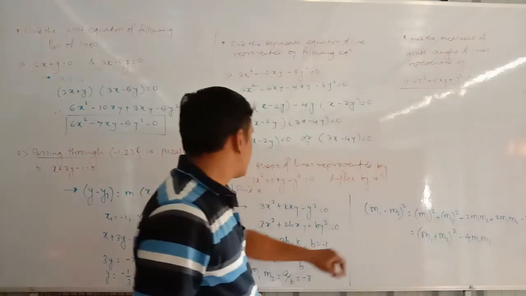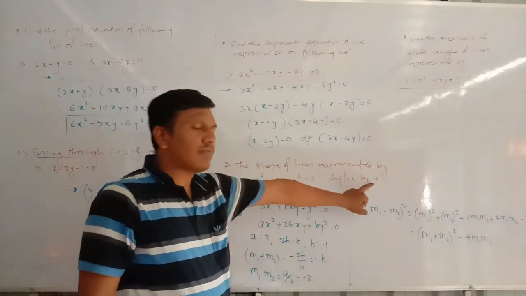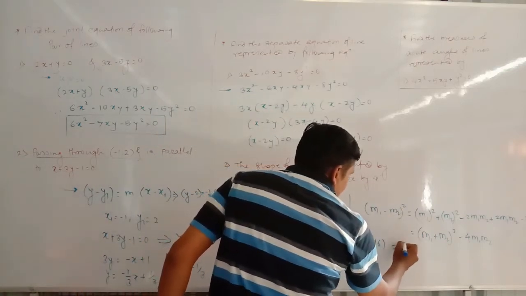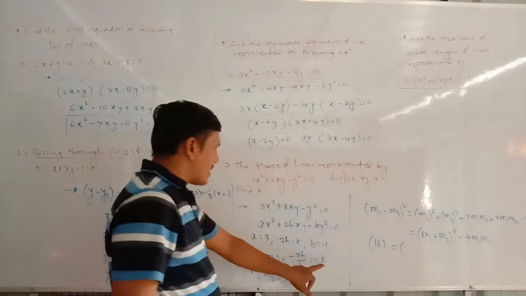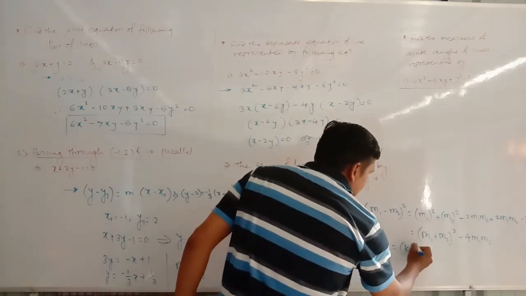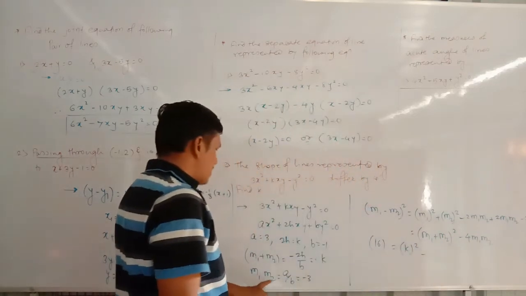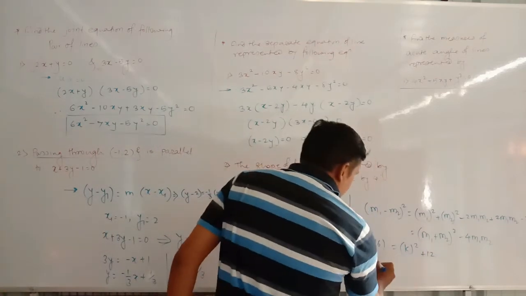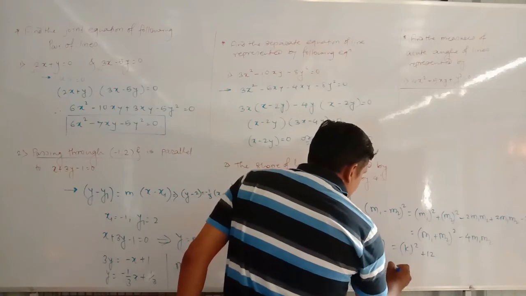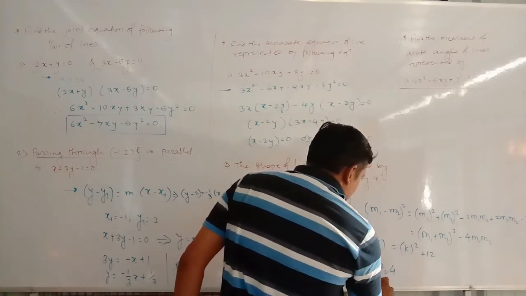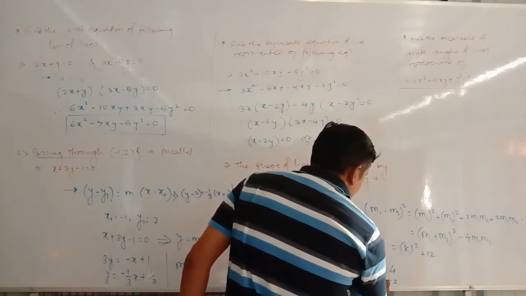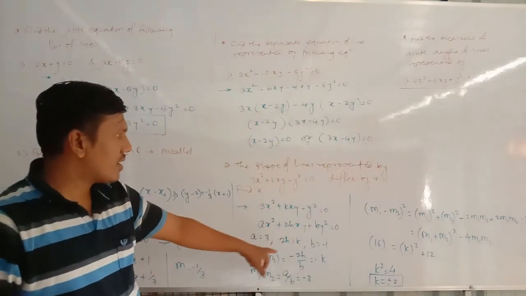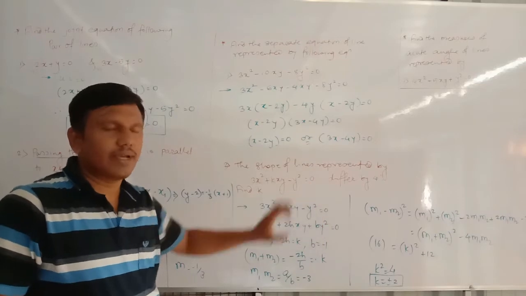Now the difference of the slopes is given, which is 4. So 4 square is equal to 16, which is equal to m1 plus m2, which is k, so k square minus 4 times m1 m2, which is minus 3. So minus minus plus 12. So k square is equal to 4, so k is equal to plus minus 2. So this is the value of k after comparing. Here we are getting the value of k as 2.